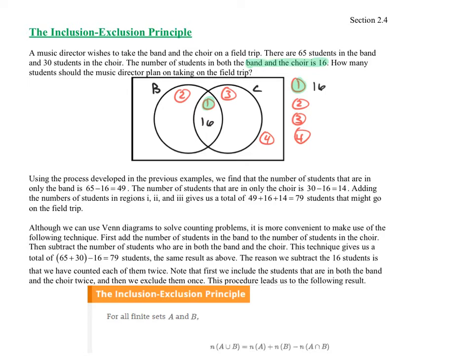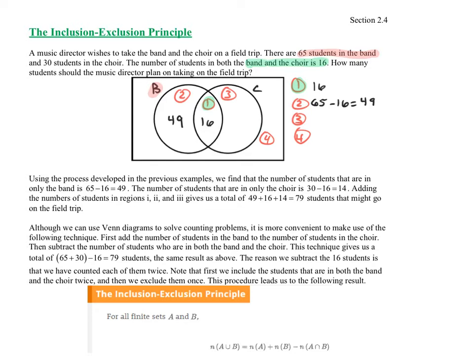Now let's think about it. Region 2 represents those who are just in band. If we read the sentence, it says 65 of them are in band. But remember, 65 does not represent region 2. 65 represents regions 1 and 2 added together. So how do we find just region 2? We do 65 minus 16. We are getting, I believe, 49. Please double check my math. So that's 49 in that region.